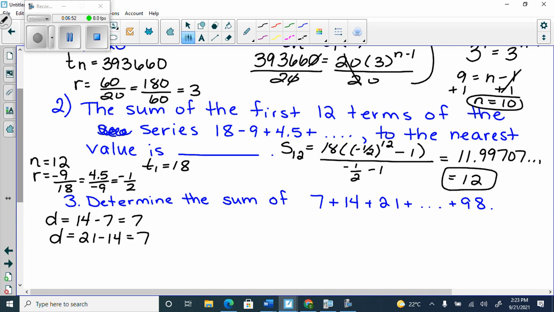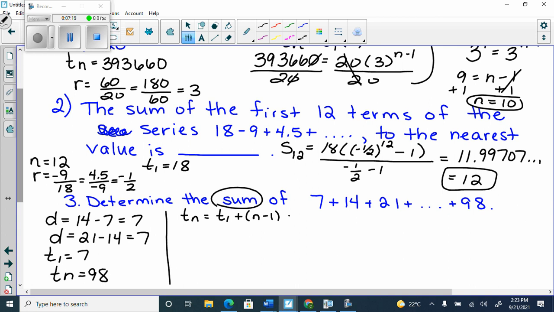I know I have T1, which is 7. I know I have Tn, which is 98. The fact with sum of arithmetic, though, is there are two things that are non-negotiable: I need T1 and I need N. What do I not have? N. So when that happens, I have to use the Tn formula to get it. That's the catch with arithmetic. Every single time you will get one of these, I promise you. So Tn equals T1 plus N minus 1 times D. Tn is 98, T1 is 7 plus N minus 1, D is 7.